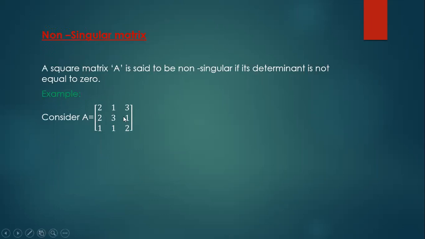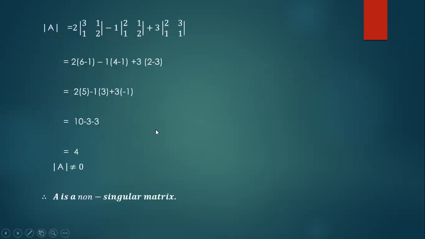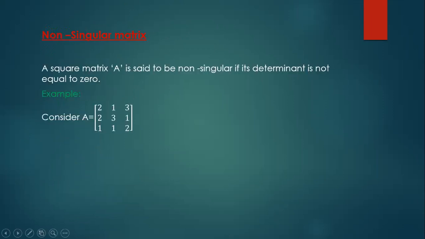A equal to 2 1 3, 2 3 1, 1 1 2. We use the same method, we get the answer is 4, which is the determinant value not equal to 0. Therefore, the determinant is non-singular. The given matrix is a non-singular matrix.